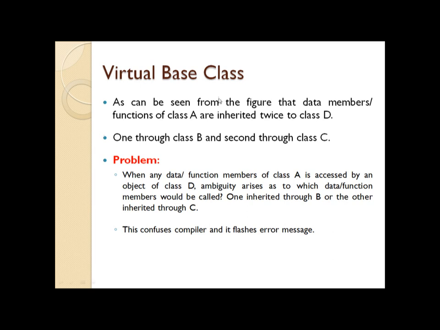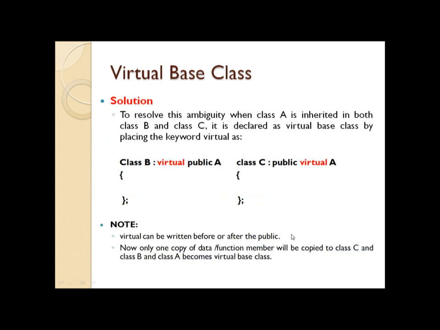Here I have written what I explained just now. Class D wants to utilize the features of class A, so the compiler control gets confused about which path it should follow, whether through class B or through class C. The problem is listed over here, and I have written clearly that this confuses the compiler and it flashes an error message. So in order to handle such a situation, we simply use the virtual keyword before the class name which we want to make virtual.